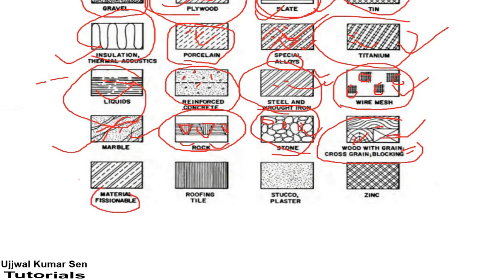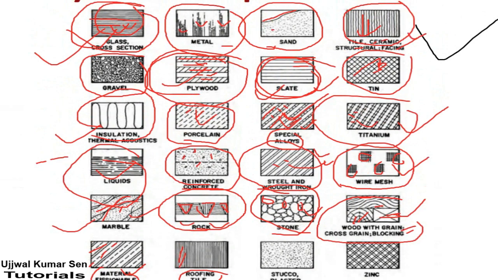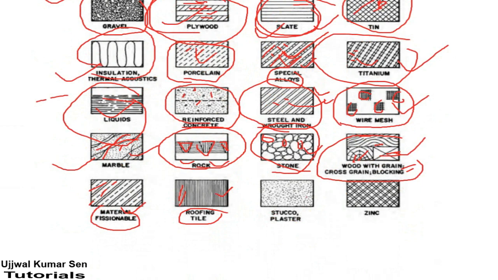Material fissionable. So this one is like steel, but in between the steel we have a dash line, right? Porcelain line. So let's talk about roofing tile. Roofing tile is a little like the third or fourth one I told you, the tile one, right? So it's almost the same symbol. Now let's talk about stucco or plaster. Plaster is what, you know, the stucco or plaster. In the case of plaster we use sand even, right?